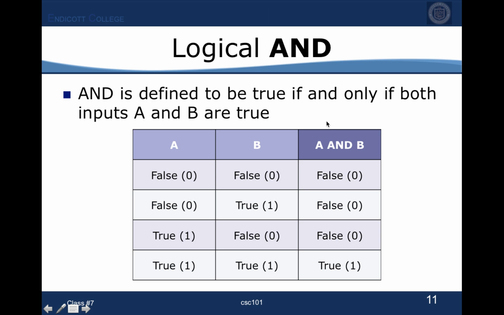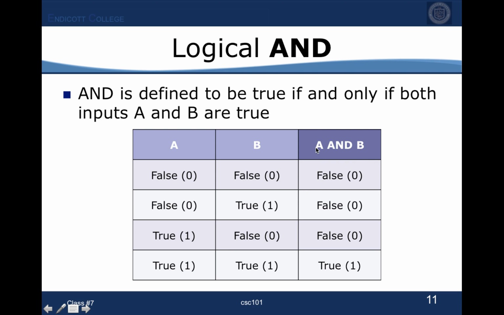In each case, I want to evaluate what would happen with A and B. In other words, would it be true or false? In each of the 4 rows, we should be able to think about this and come up with the answer. If A and B are both false, then A and B is also false. Remember, the and is true only if both inputs are true. So if A and B are both true, that's the only way you're going to get A and B to be true.